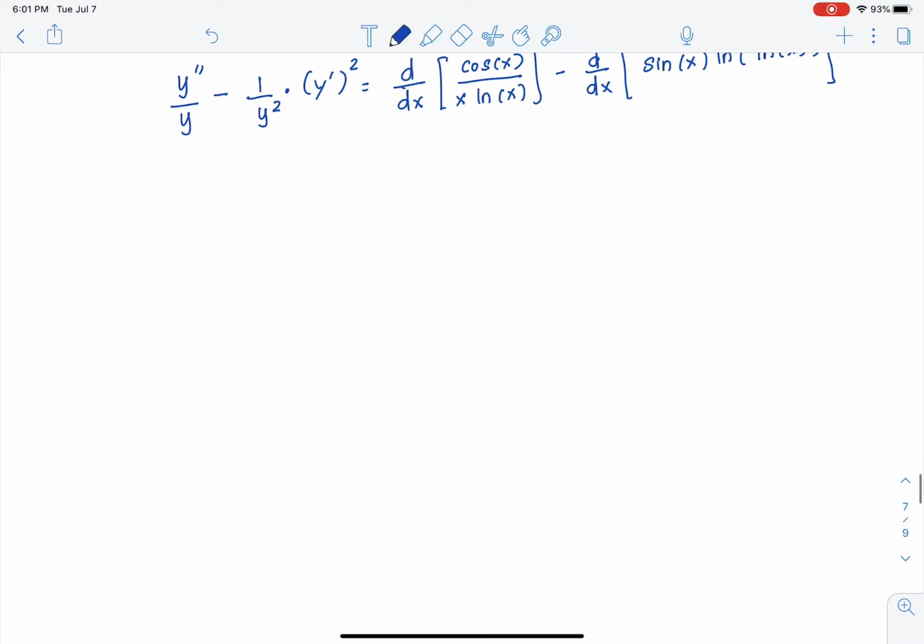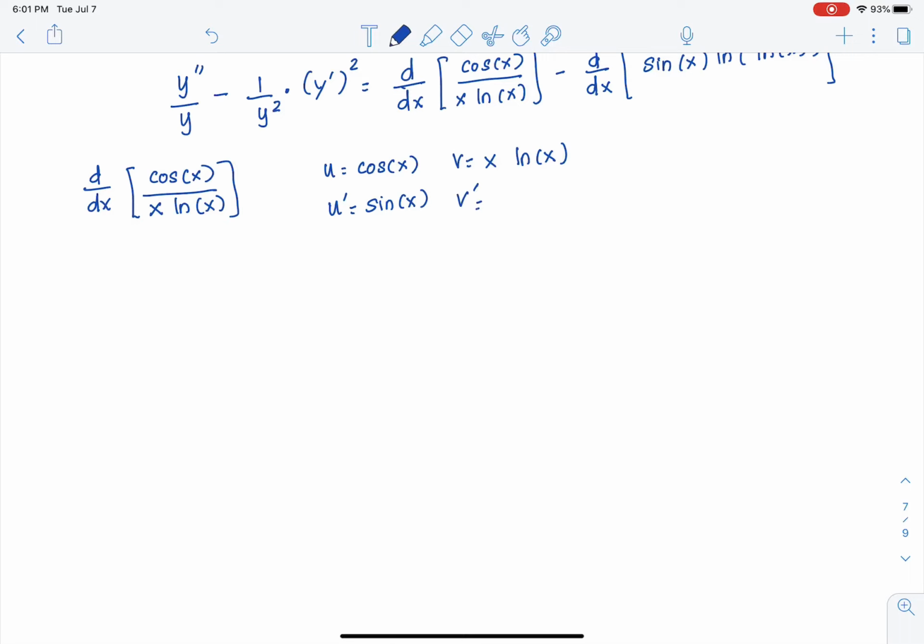So let's do this separately. I'm going to start with the derivative of the first term, which is cosine x divided by x times ln of x. We have to use quotient rule. So u is cosine x, v is x ln of x, u prime would be sine x, and v prime, we have to use product rule again.